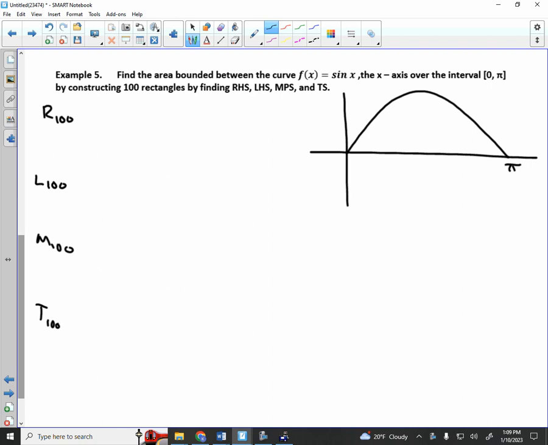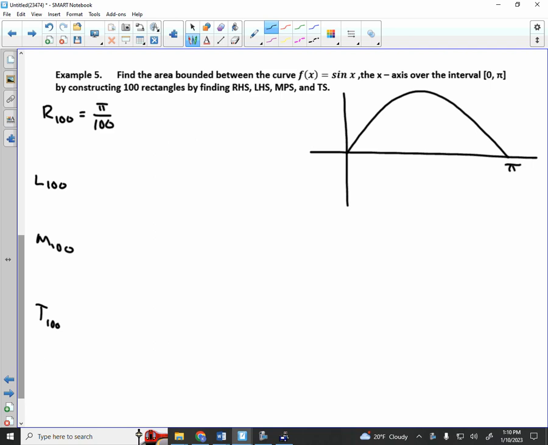The first thing I want to start with is the width of each rectangle. What's the width of each rectangle? Very good. Pi, because that's the width of the interval, divided by 100. So the width is pi over 100. Are you okay with that?